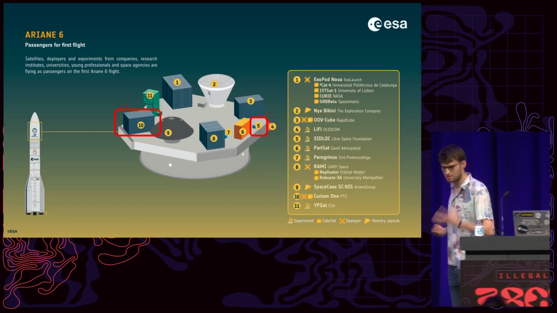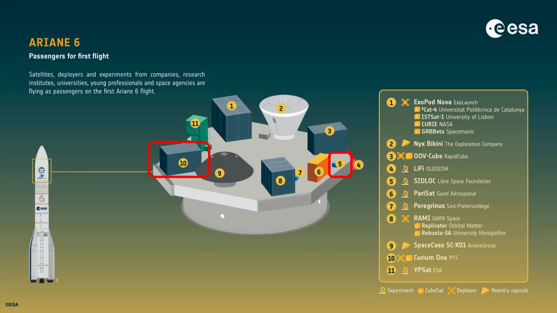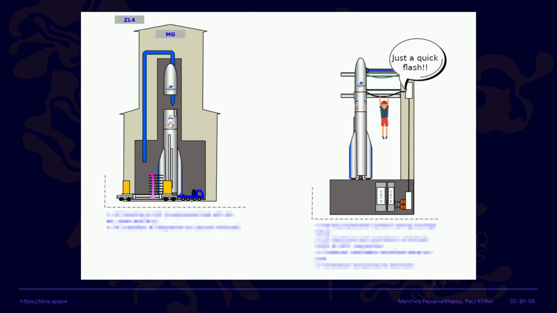So our plan here was, on this top side of the rocket, we wanted to screw number 10 and number 5, so our SIDLOC experiment and the Curium satellite. And sometimes, like Paul talked about plans, plans never go as planned, yeah?